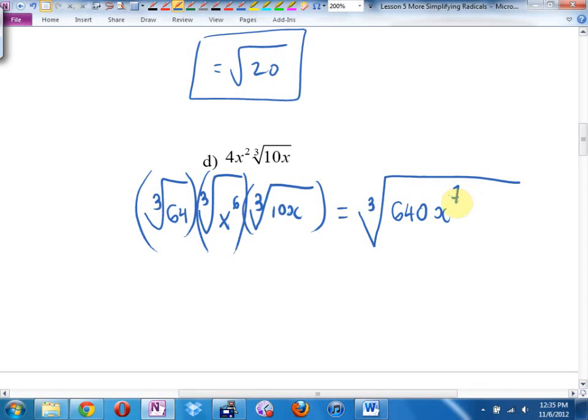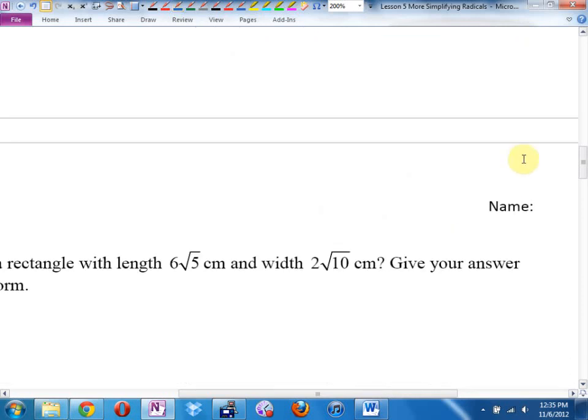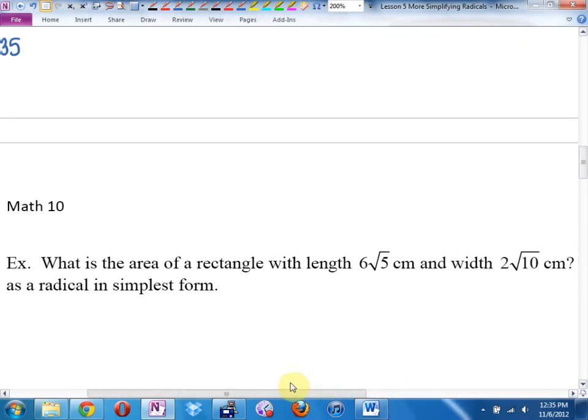If I simplified the cube root of 640x to the 7th, I would end up with 4x squared cube root of 10x. That was nasty. Turn the page.